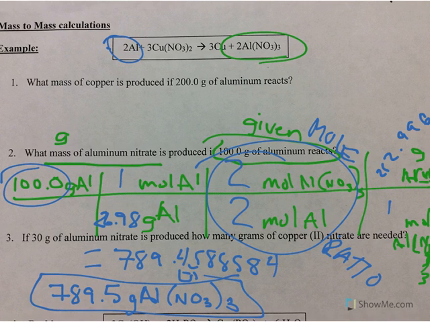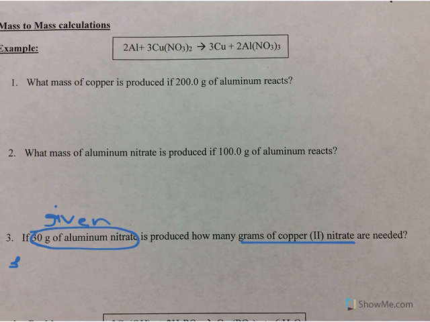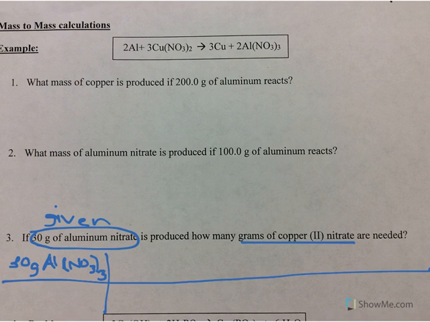Okay? Let's look at one more. If 30 grams of aluminum nitrate is produced, how many grams of copper 2 nitrate are needed? Okay, so this is my given, and that's going to go in the top left with units. Top left has to match bottom right, so I'm going to put my grams of Al(NO3)3 here.